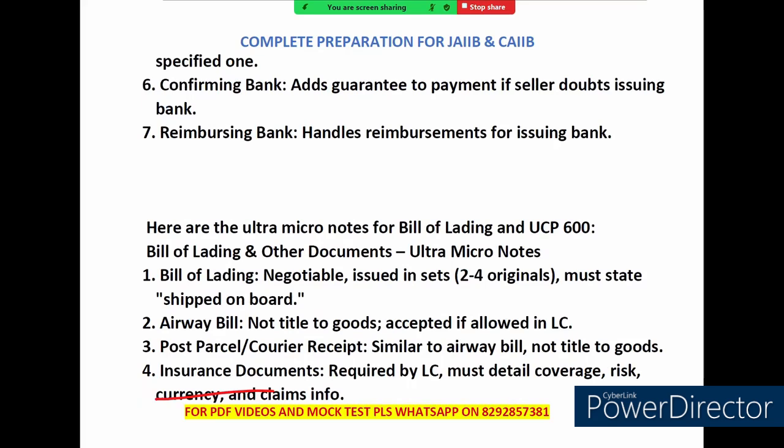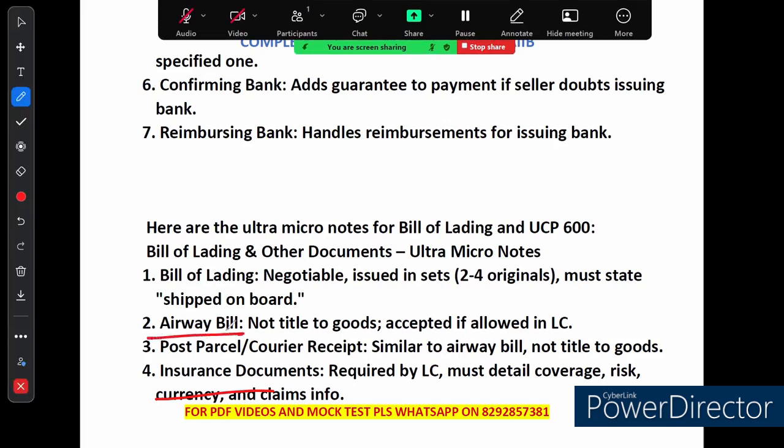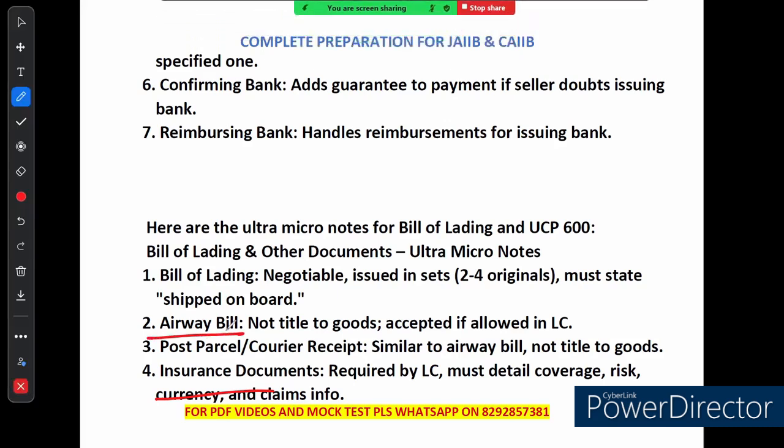Now let's discuss the bill of lading. A bill of lading is negotiable and issued in a set of 2 to 4 originals. It must state that the goods are shipped on board. An airway bill is not a title to goods but is accepted if it is specified in the LC. Right. Next is the post parcel courier receipt. It is similar to an airway bill and also does not serve as a title of goods.